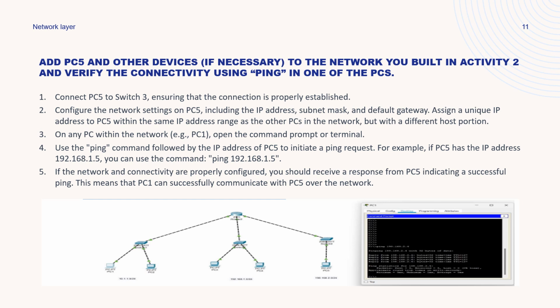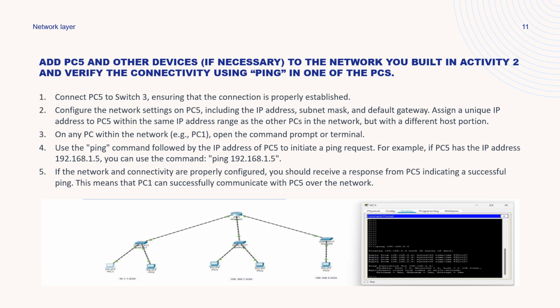network settings on PC5 including the IP address, subnet mask, and default gateway. Assign a unique IP address to PC5 within the same IP address range as the other PCs in the network but with a different host position. Then, on one PC within the network, open the command prompt or the terminal. Use the ping command followed by the IP address of PC5 to initiate the ping request.